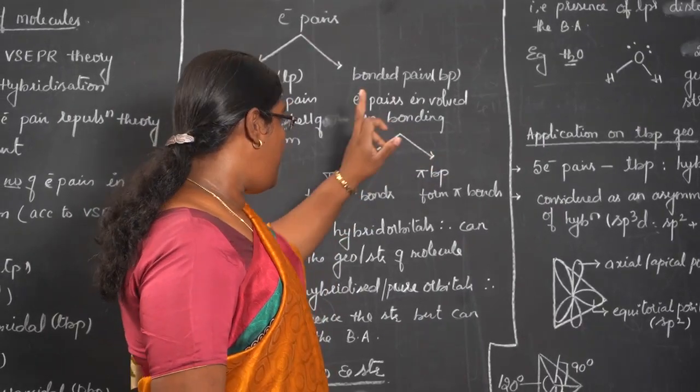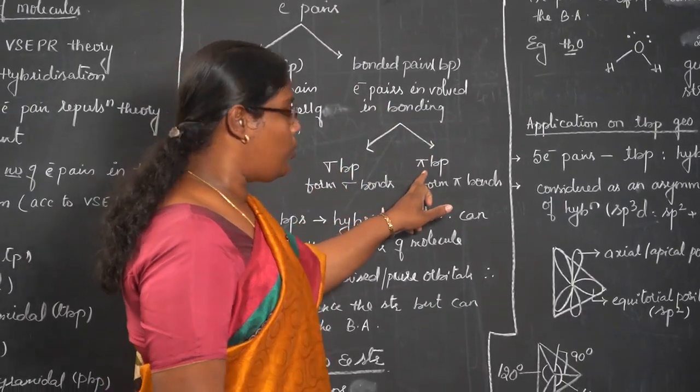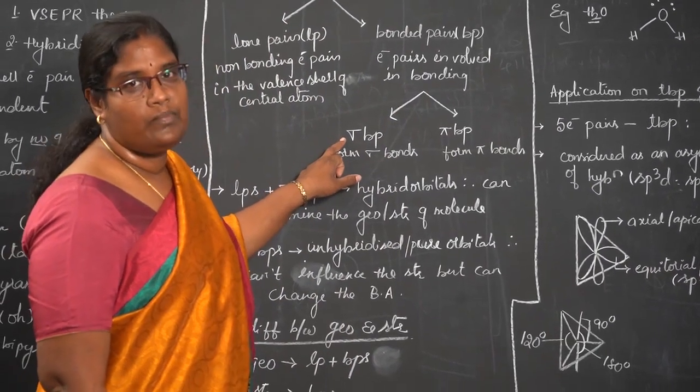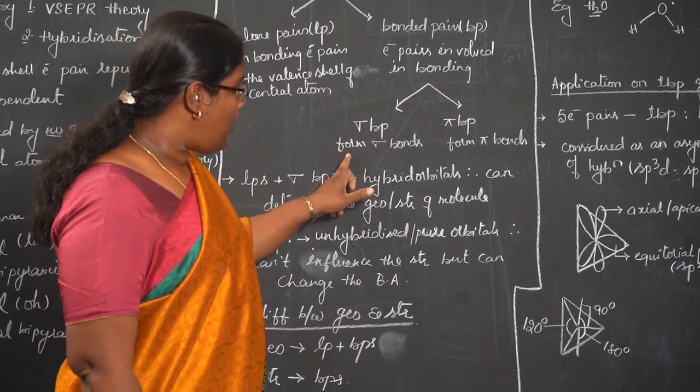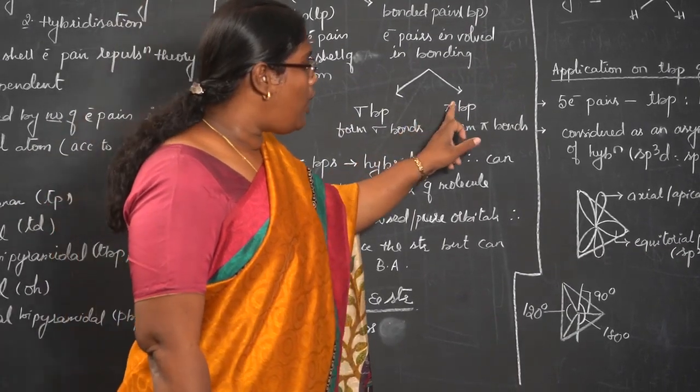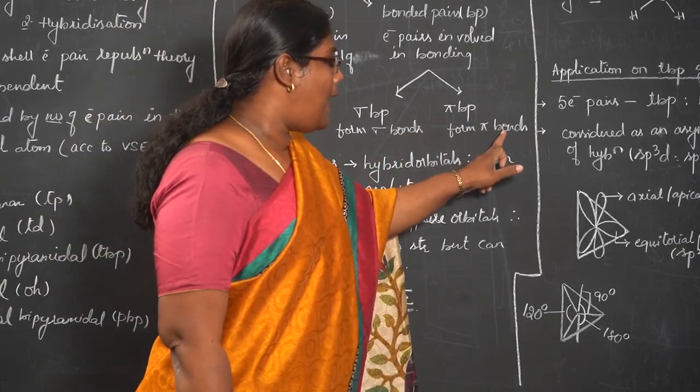And these bonded pairs, again we take as two types. One is sigma bonded pairs, which always form sigma bonds. The other is pi bonded pairs, which form pi bonds.